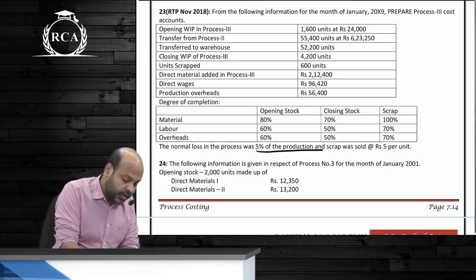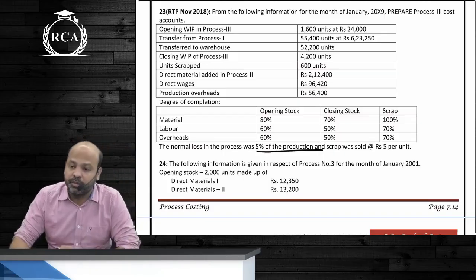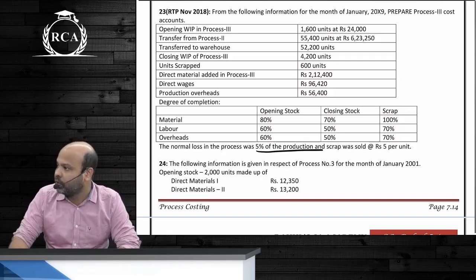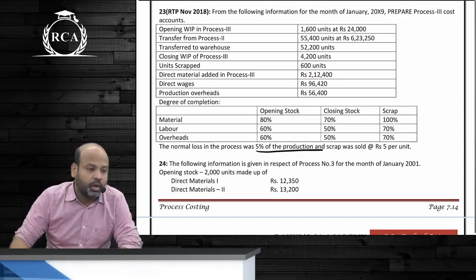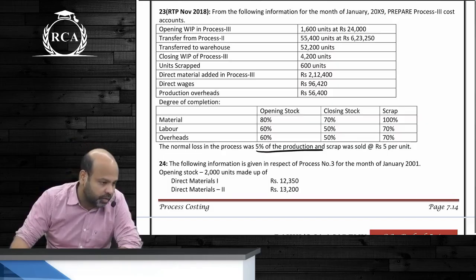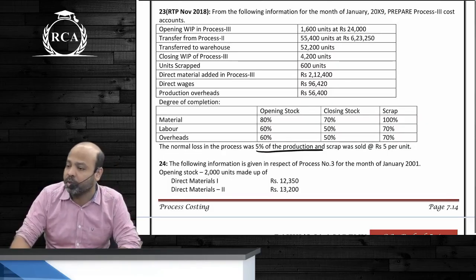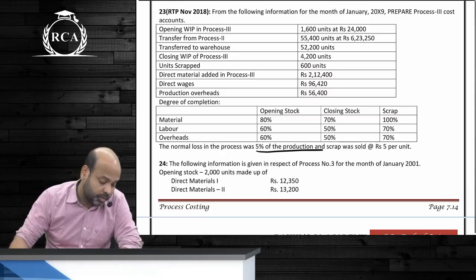When they use this word, guys, it means opening work in progress plus current month input minus closing work in progress. If they use the word production, beta, it is as a percentage of what? Opening plus current month input minus closing work in progress. That is how we are going to compute, guys, our normal loss.